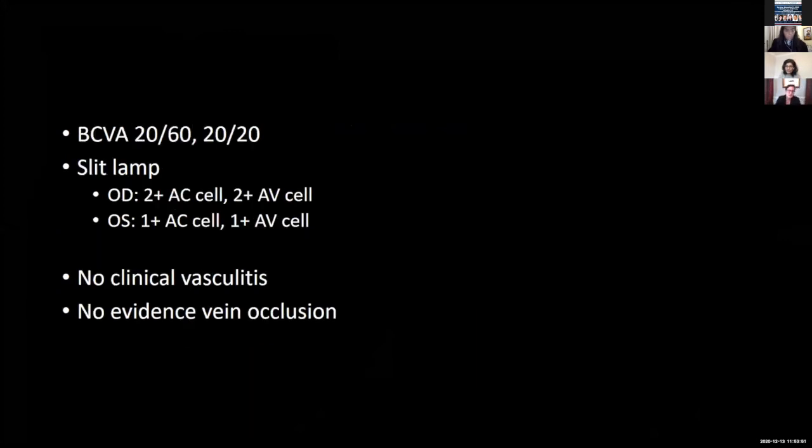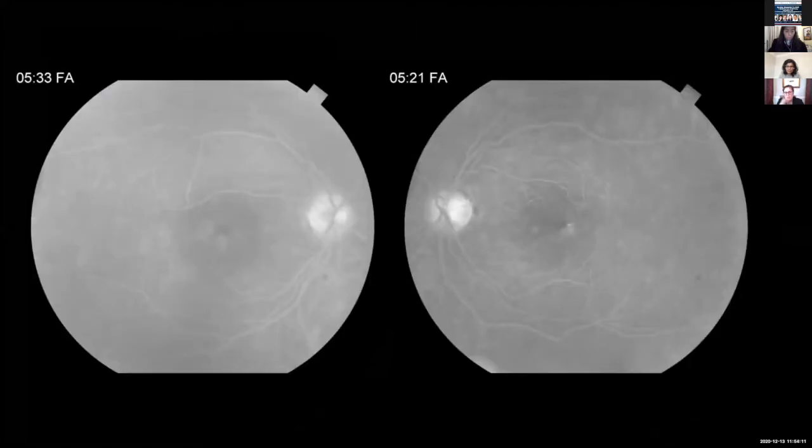So her best corrected visual acuity is decreased in the right eye. It's normal in the left eye. She has anterior chamber and anterior vitreous cells in both eyes. So this tells us right now we're not looking at CME from a vein occlusion. She has no clinical vasculitis and certainly no evidence of a vein occlusion. So here's the posterior pole fluorescein lates, and this was the most leakage I could come up with on this. And you could see that there's a little bit of CME in both eyes.